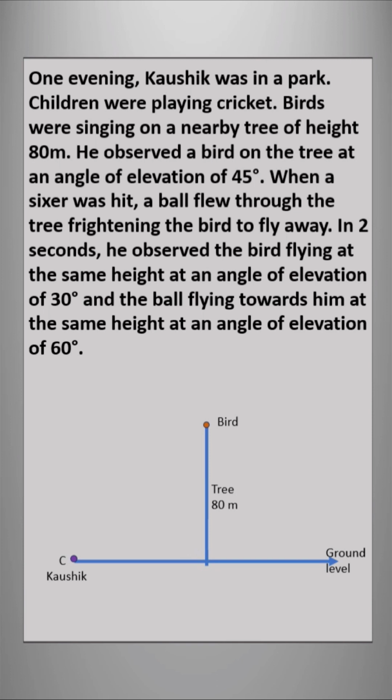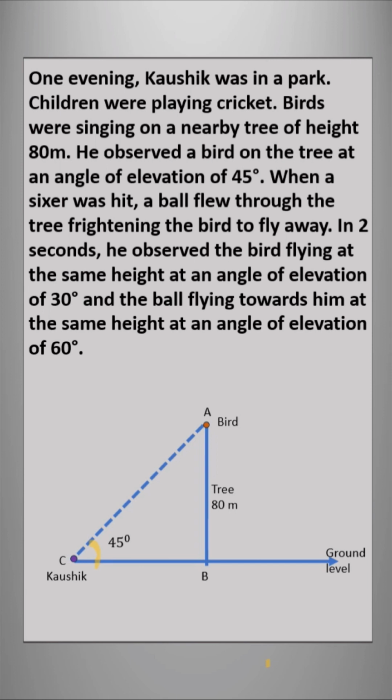This is the birds, many birds singing. Let this point be A. Then he observed a bird was on the tree at an angle of elevation of 45. If we join C and A, let this point be B. He observed a bird on the tree at an angle of elevation of 45 degree. This is the bird. Angle of elevation is 45 degree.